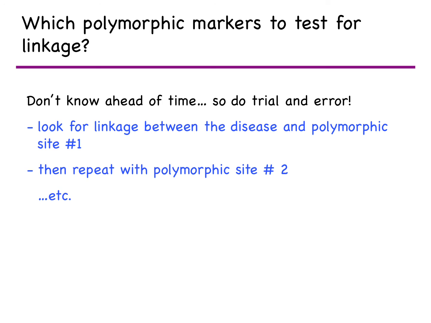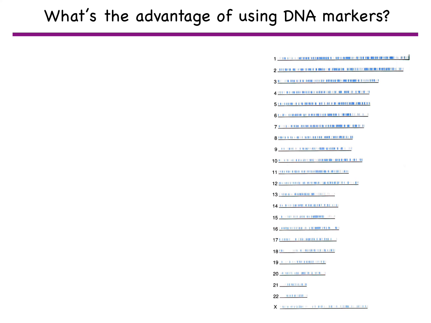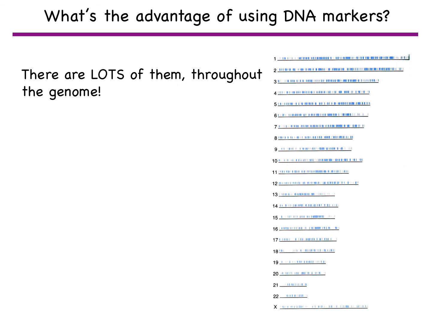So when you do this in principle, the question that might arise in your mind is, which polymorphic markers do you use to test for linkage? And the issue here is you really don't know ahead of time, so you have to do a lot of trial and error. So for example, you look for linkage between the disease gene and the polymorphic site number 1. Then if you don't see linkage, then you repeat with another polymorphic site, say site number 2, and you just keep repeating this process. But the advantage of using molecular markers, especially SNP markers, is that these markers are scattered all over the genome. There's lots and lots of them scattered through the genome. So you have many markers to choose from.